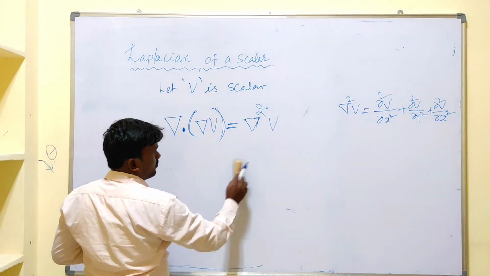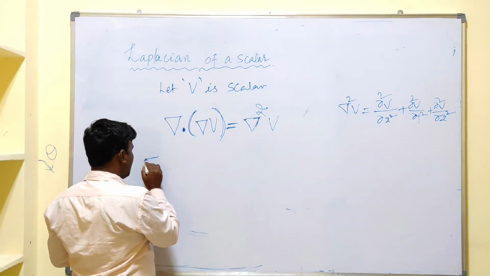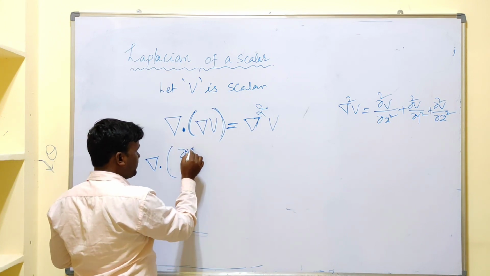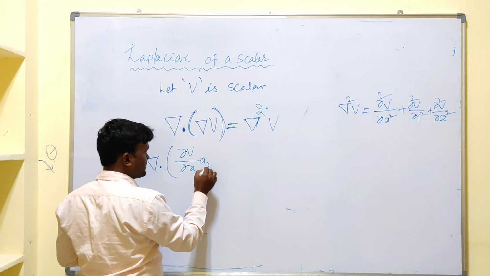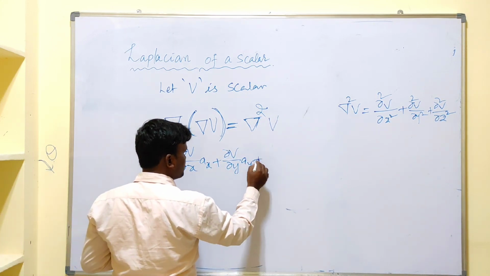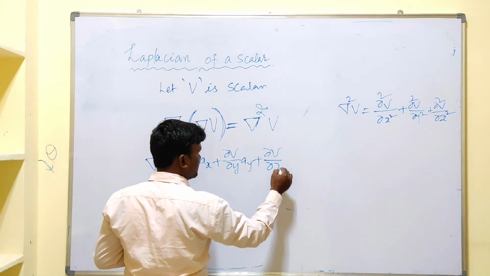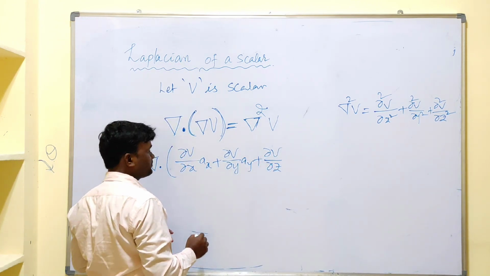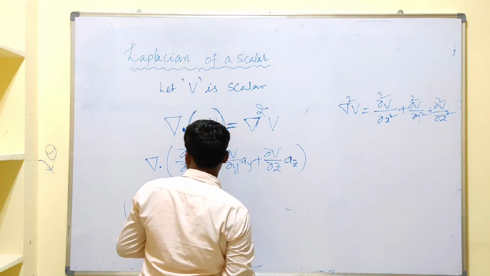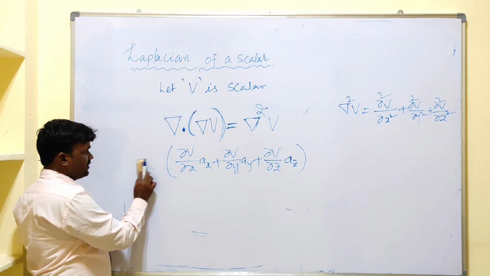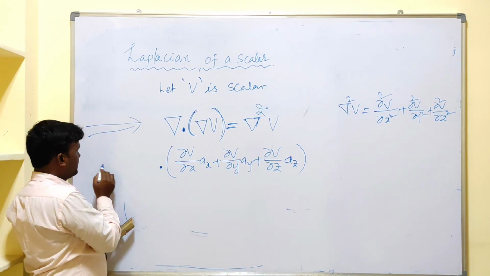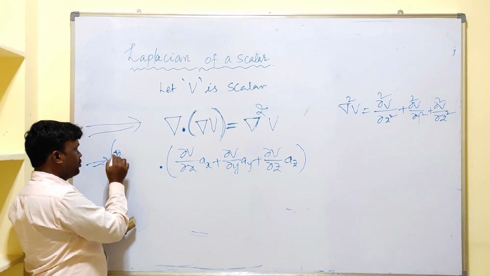Now we can derive that one like this, that is del dot del v. What is the expression for del v in Cartesian? That is dou v by dou x ax plus dou v by dou y ay plus dou v by dou z az. And also write the expression for this del operator, that is del dot. Del dot means nothing but dou by dou x ax.